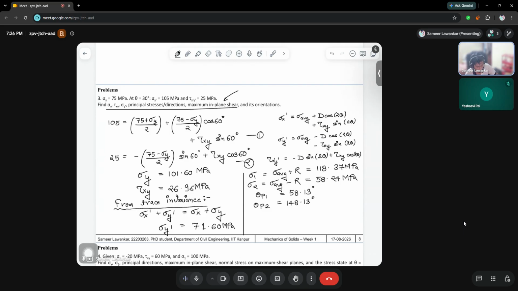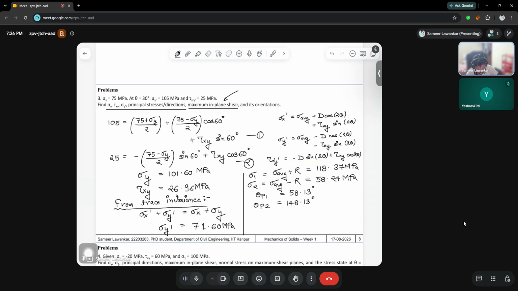Okay, now next thing comes maximum in plane shear. So what is maximum in plane shear? Maximum in plane shear is basically that particular quantity of tau at a particular orientation in which it is having maximum value. Basically, that value of tau xy which is maximum of this. So how to calculate it? This is basically equal to the R value.